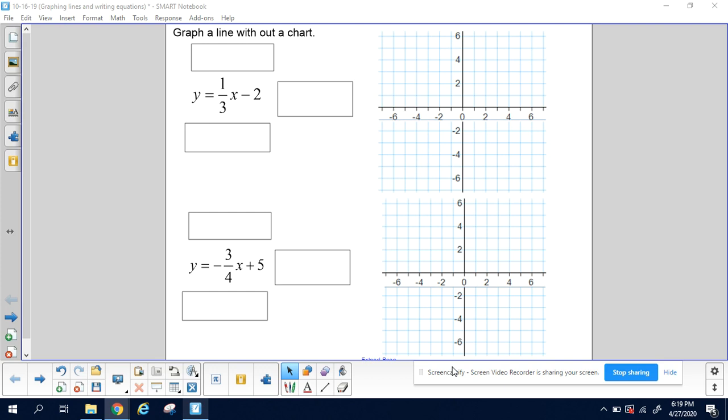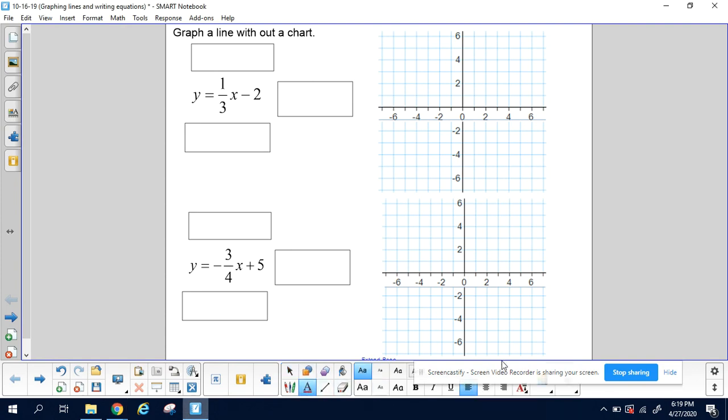Hi everyone, today we're going to be focusing on reviewing how to graph a line, and we're going to stay with our line in slope intercept form because the number in front of the x, multiplied to the x, is the slope. The number in the back is the y-intercept.